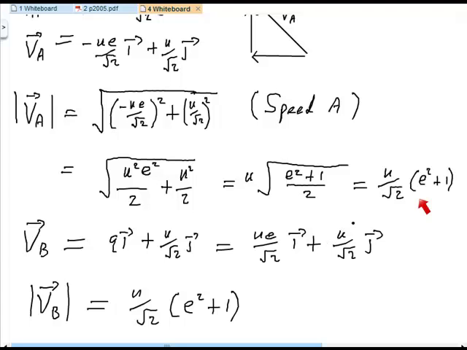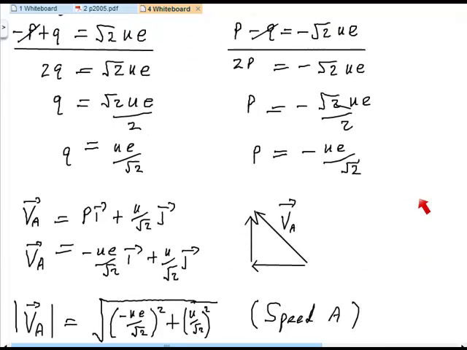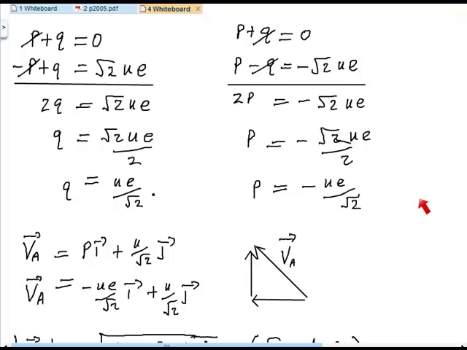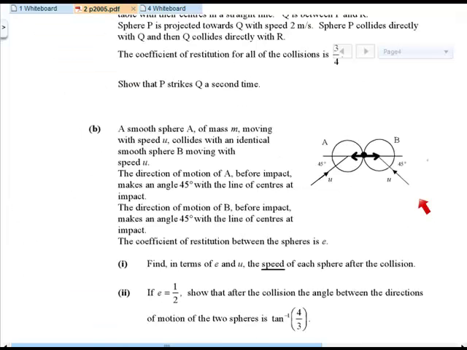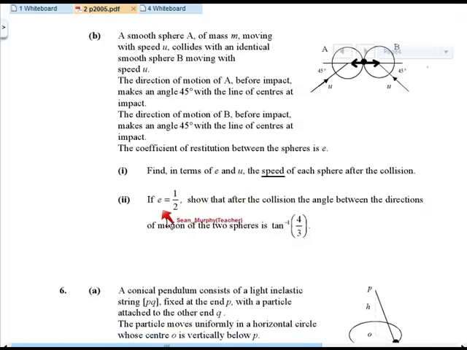the two speeds that we were asked for in part I of the question. So just to label that, we'll just call that part I. And back to what we're asked. In the second part, E is given to us as a half, and we're looking for the angle between the directions of motion after the collision.